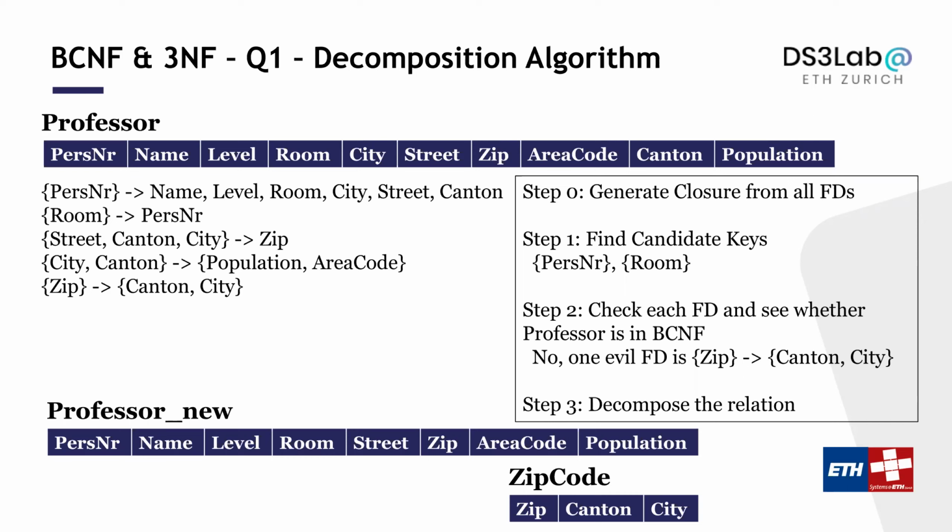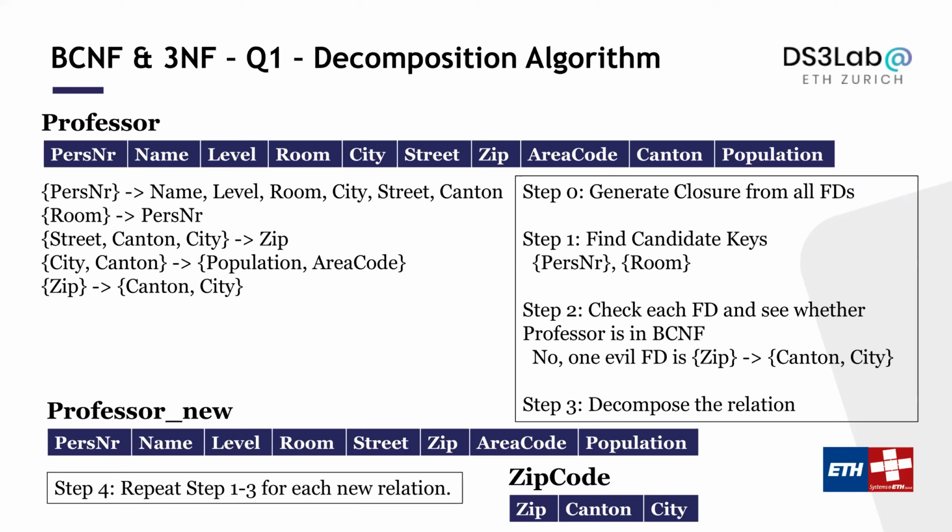And then I have another relation with the rest of the attributes and also the left-hand side. That is, I have a new relation with personnel number and the other attributes, and I have zip code, but no canton and city. So that is one decomposition. It is lossless because if I join them on zip code, I can recover all the information. There's no redundancy, there are no missing tuples. Why? Because of the functional dependency from zip code to canton and city. Because of that, this is a lossless decomposition.